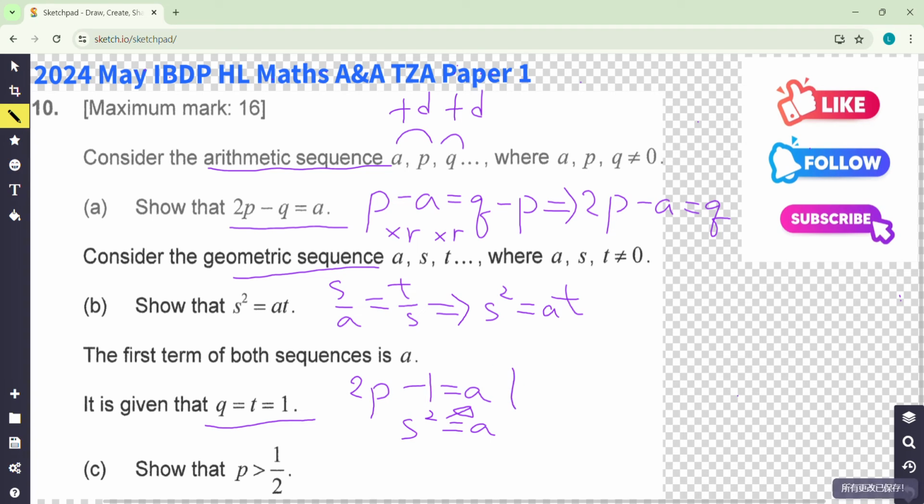So we combine these two together. You have 2p minus 1 is s squared. But our question is about p, so make p the subject. So p equals (1 plus s squared) over 2. s squared must be larger than 0, right? So s is not 0. Yeah, so this one must be larger than 1/2.